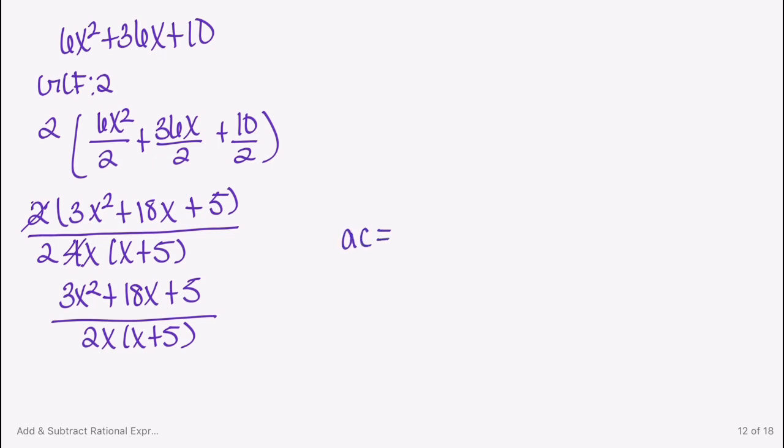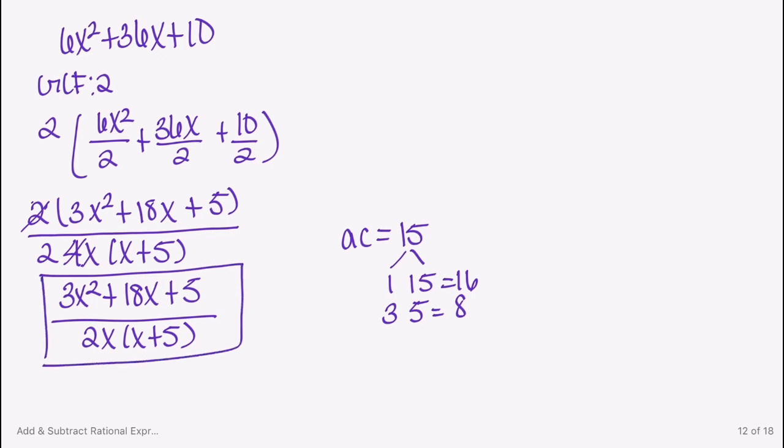If I do a times c, that's 3 times 5, which is 15. So I need 2 factors of 15 that add up to 18, but you can see that we don't have any factors that do that, right? So that can't be factored any further, so we're just going to leave our answer like that. So we have (3x squared + 18x + 5) over 2x times (x + 5).